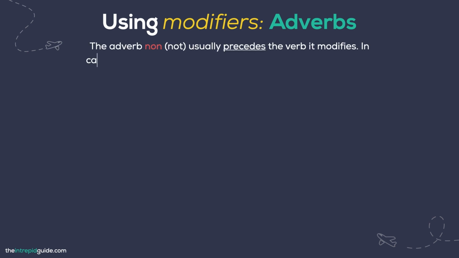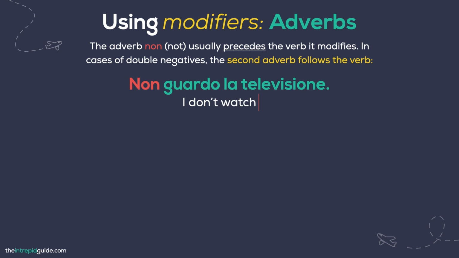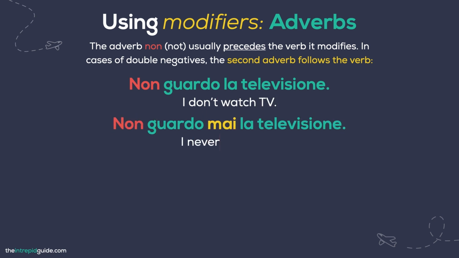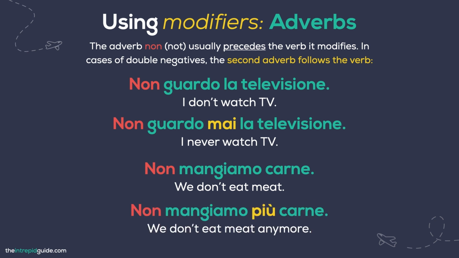The adverb non, meaning not or don't, usually precedes the verb it modifies. In cases of double negatives, the second adverb follows the verb. Take a look. Non guardo la televisione. I don't watch TV. Non guardo mai la televisione. I never watch TV. Non mangiamo carne. We don't eat meat. Non mangiamo più carne. We don't eat meat anymore.